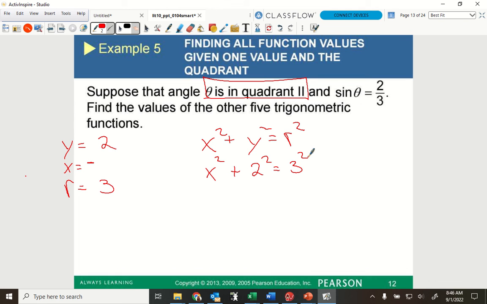Now that negative is going to come up at the very end. That's why I put it over there where my answers are. Let's do some math. So I get x squared plus 2 squared, which is 4, equals 3 squared, which is 9. Subtract 4 from both sides. x squared equals 5.